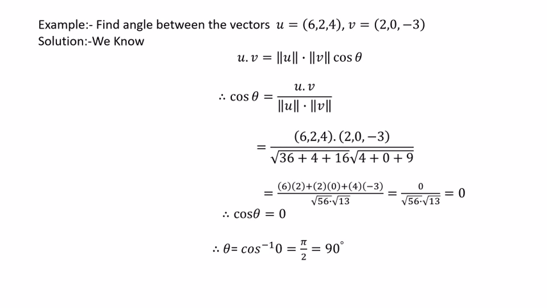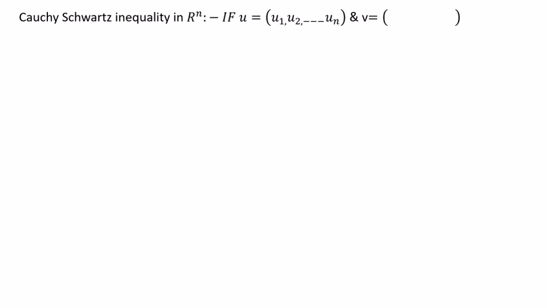Now our main target, Cauchy Schwartz inequality. So what is the statement of Cauchy Schwartz inequality? We are stating it in general, in Rn, not for 2 or 3 vectors. So let us take u equal to (u1, u2, ..., un), and v is equal to (v1, v2, ..., vn), be any two vectors in Rn, where both the vectors have n elements.